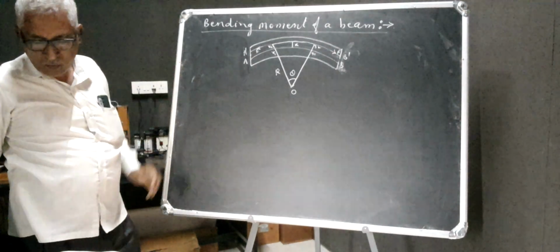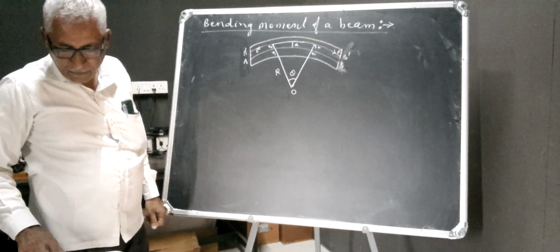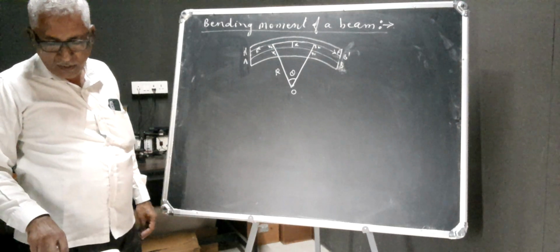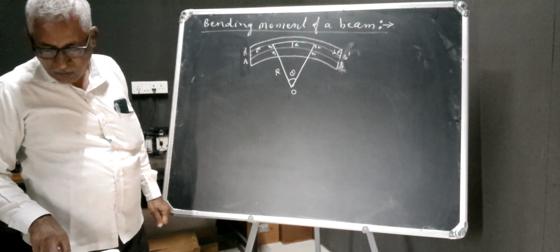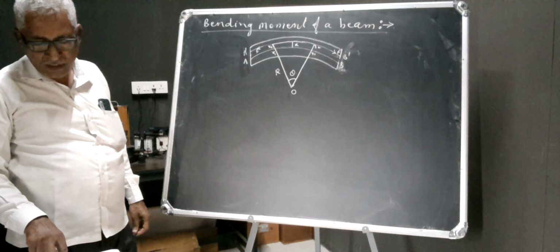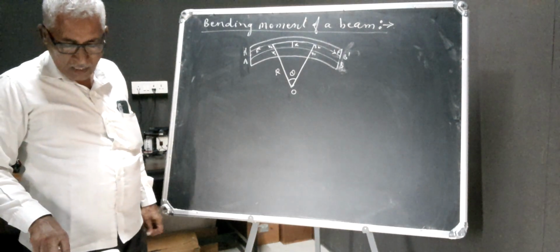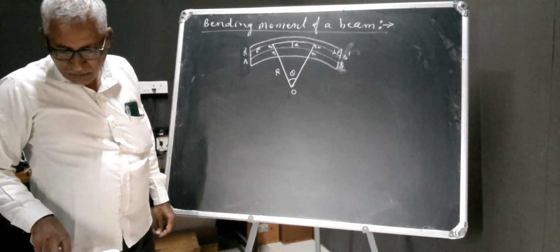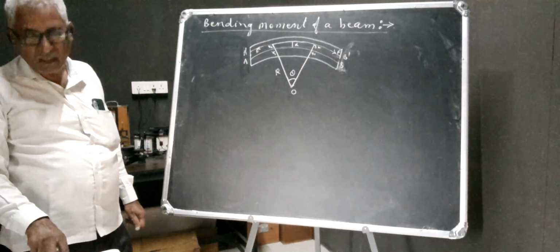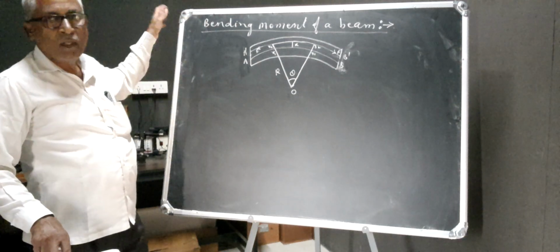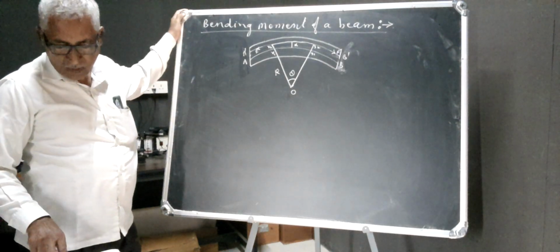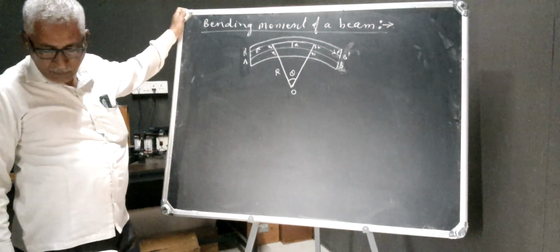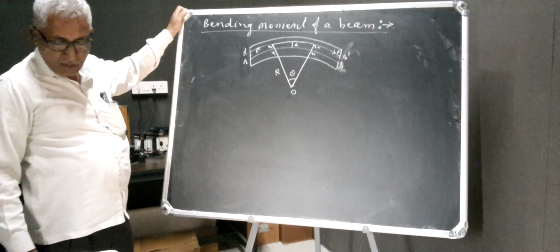Now we see that here AB is the neutral axis of the beam, so its length remains unchanged. A dash B dash is above AB, at a distance x from AB. This is the beam.